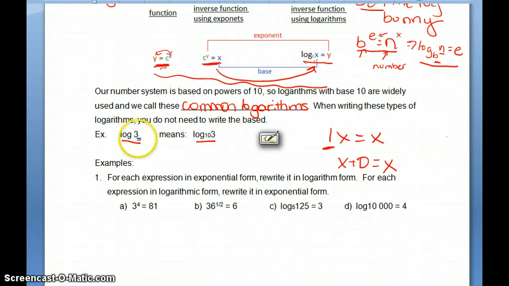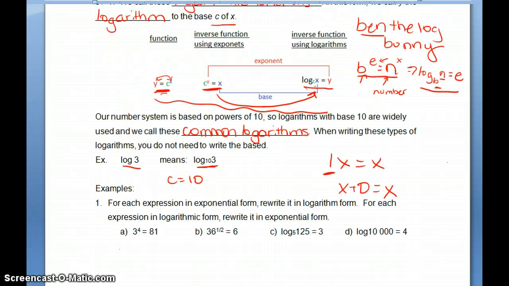So if you ever see something without that base, you're just going to assume that that base, or that c value, is equal to 10. Okay. All right, and one last thing here is that I just want to point out, when we're reading log base 10 of 3, it looks crazy, and you're just like, where is this going to come from? But essentially what that is saying is, what power must we raise 10 by to get 3? That is essentially all that a logarithmic function is saying. What power must we raise 10 by to get 3?